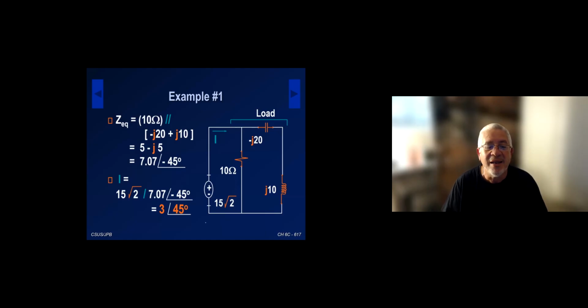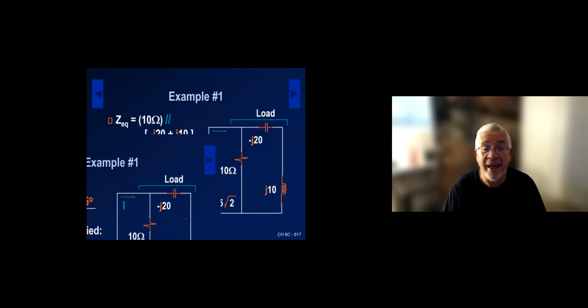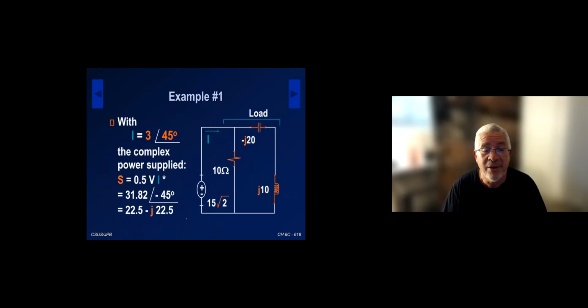Then the current becomes voltage divided by the equivalent impedance. So we get a current of 3 at an angle 45 degrees. Now I have the current and I have the phasor voltage, so I can calculate the complex power supplied. It's 1/2 V times I conjugate. So you see V at an angle 0, the current at an angle 45, so I change the 45 to minus 45, and I simply calculate the complex power.